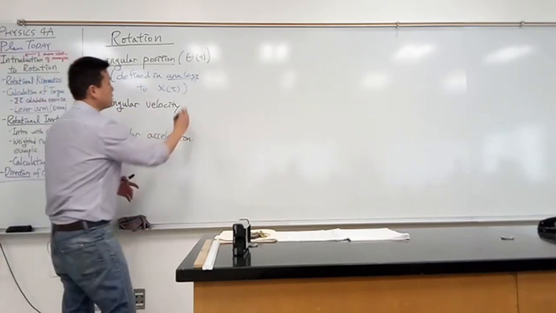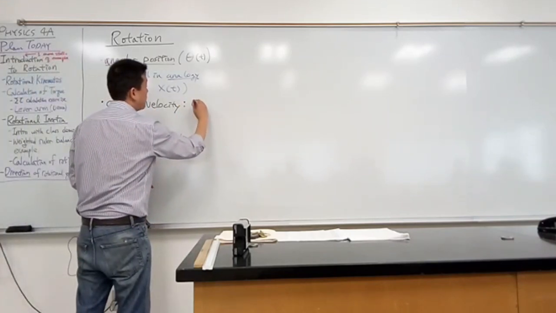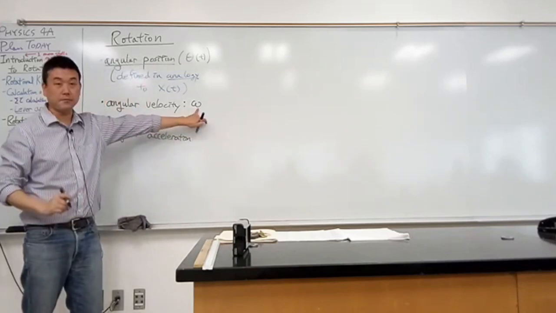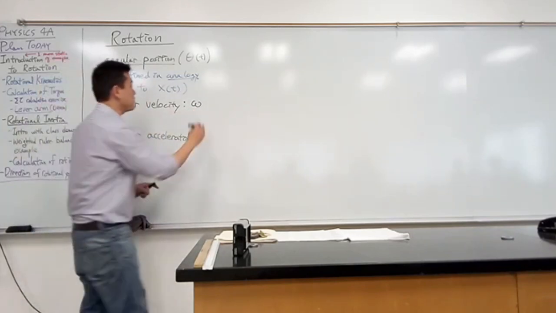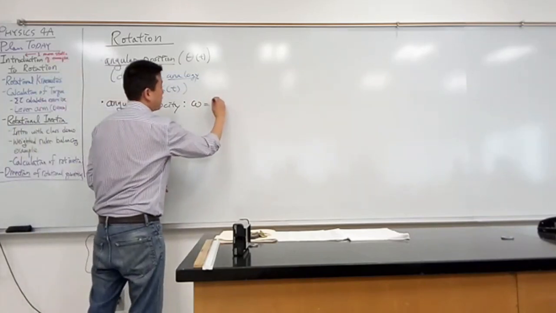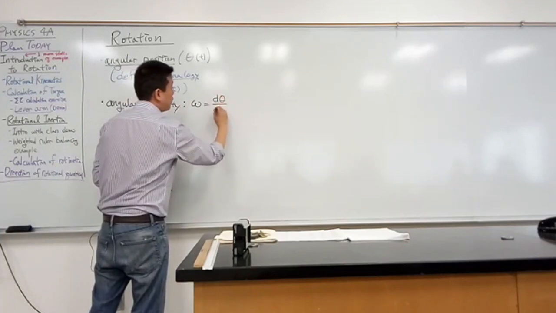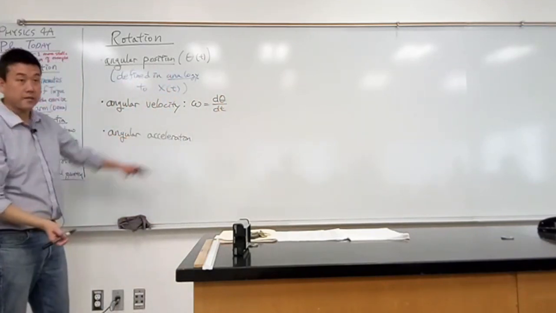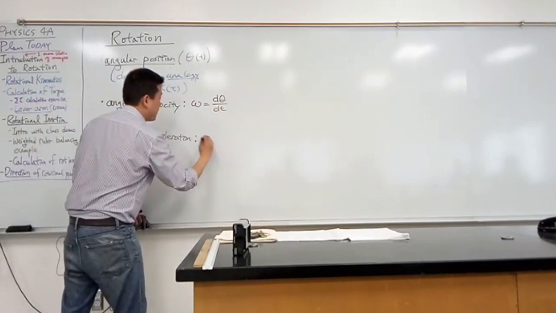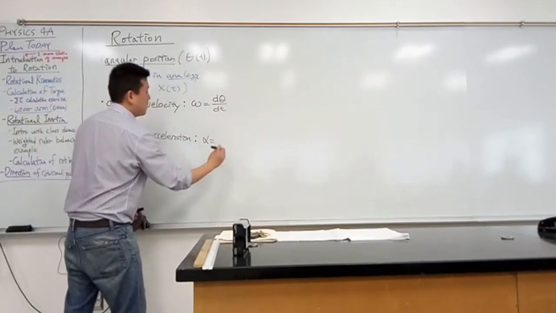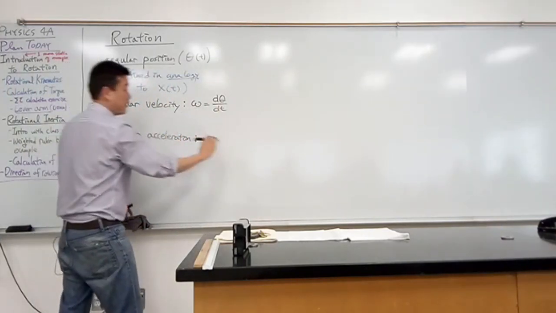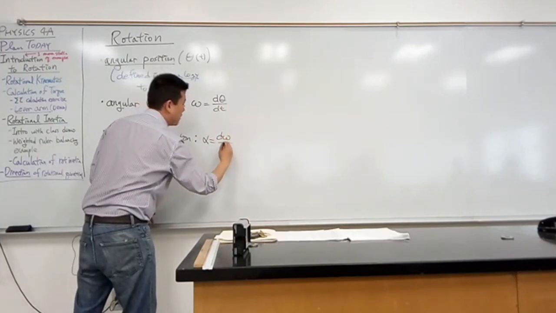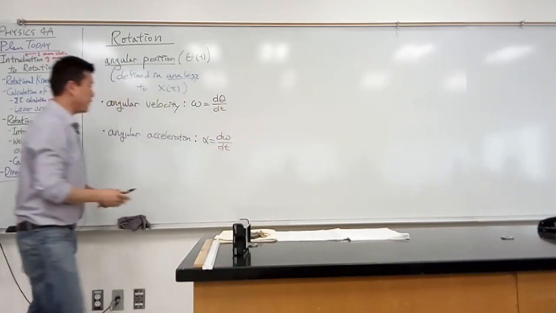And when I start writing down the relationships, I hope it starts to look familiar. As in angular velocity, so omega is the symbol I use. I'll talk about the symbols in a bit. So angular velocity, we would define that as the time derivative, or rate of change of the angular position. And angular acceleration, we would define that as rate of change of angular velocity. And I'll talk about the letters we are using in a bit.